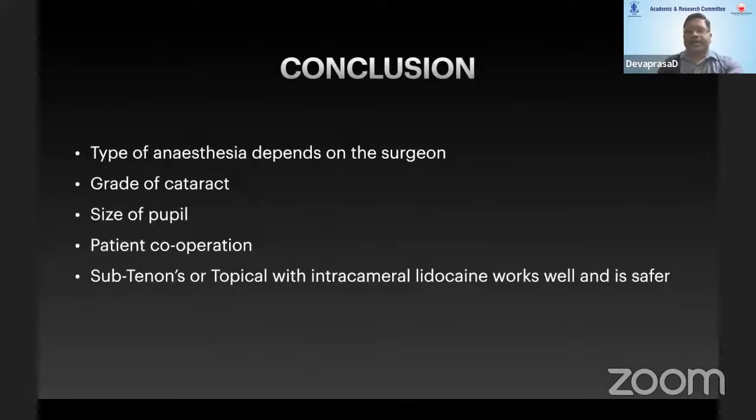Conclusion. The type of anesthesia depends on the surgeon, and it depends on the grade of cataract. If it's a very hard cataract, it's better to block the patient. And if the size of the pupil is small and you need to use a pupil expander, then it's better to have the eye blocked. Patient cooperation is most needed. Subconjunctival or topical with intracameral lidocaine works well in all cases.